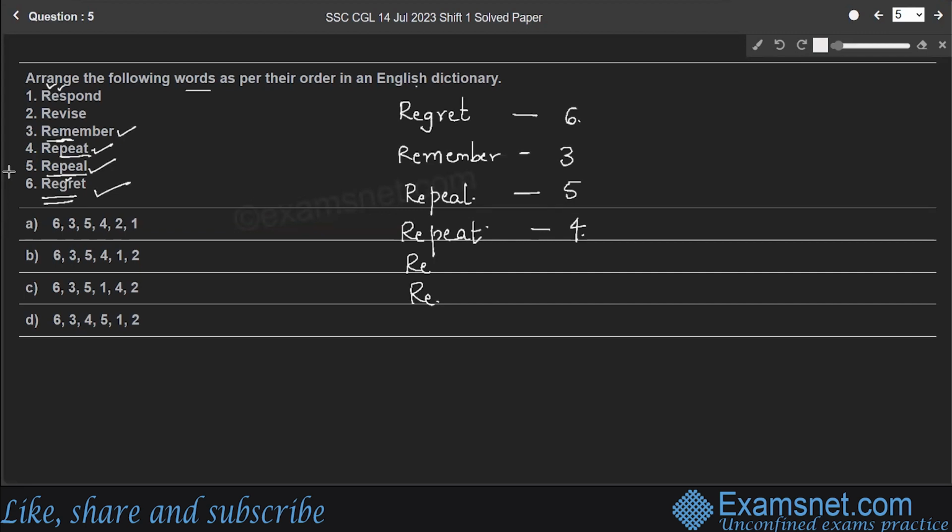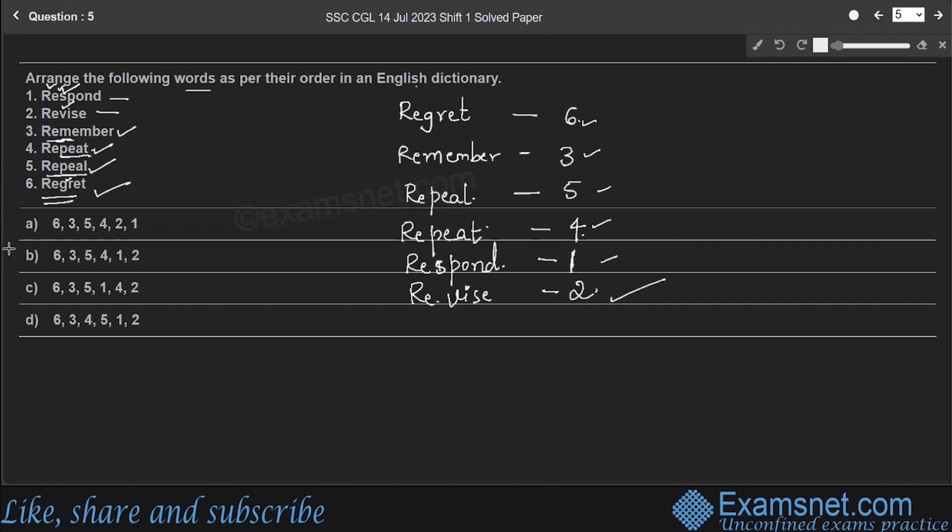First and second one, in which the third letter is S, and in the second word, V is the third. Here S comes before V, therefore respond comes before revise, right? So the first word comes before the second one, therefore the last word will be the second one. Right? Therefore, the order is 6, 3, 5, 4, 1, 2.